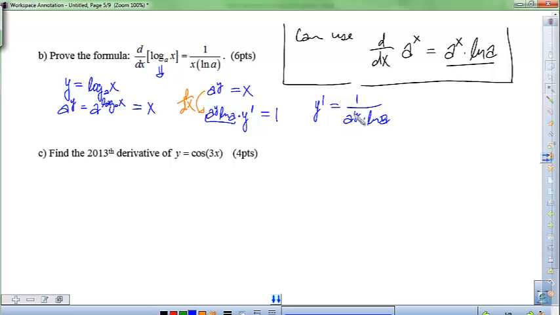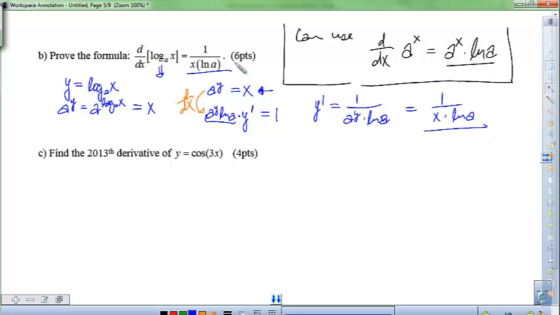Now what is a to the y? Remember that our y is equal to ln x, a function of x, so that means we want our y prime to be just x's. And what is a to the y? Well, we can find it from here, but we also can find it from here. A to the y is equal to x. So y prime is equal to 1 over a to the y, which is x, times ln of a.